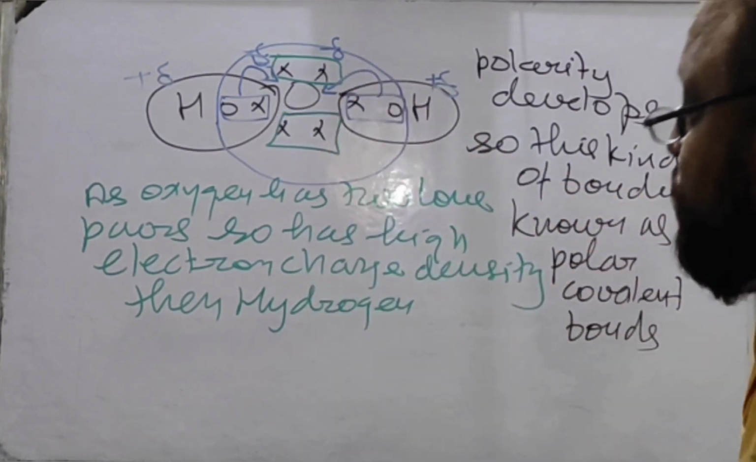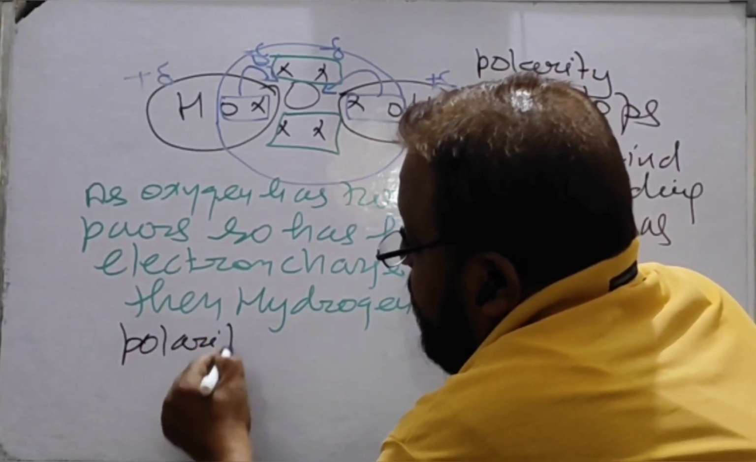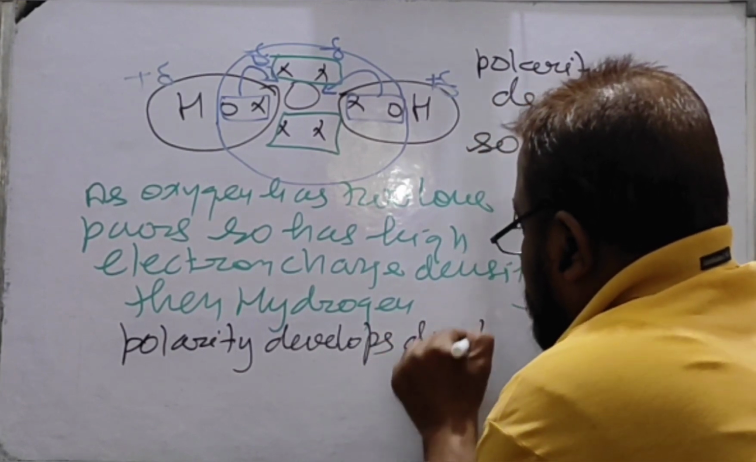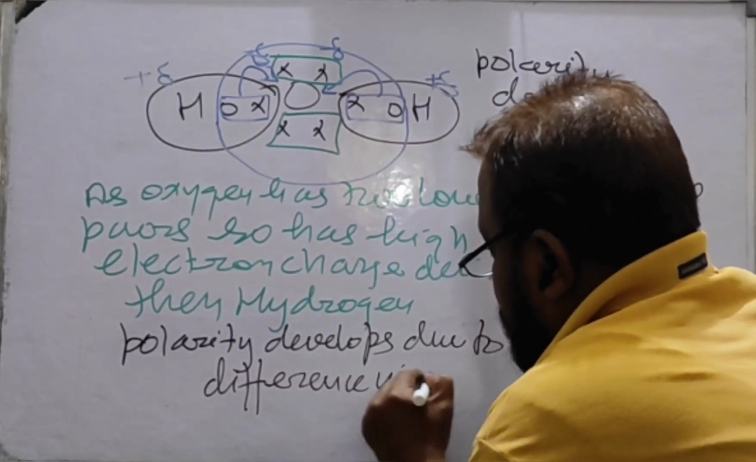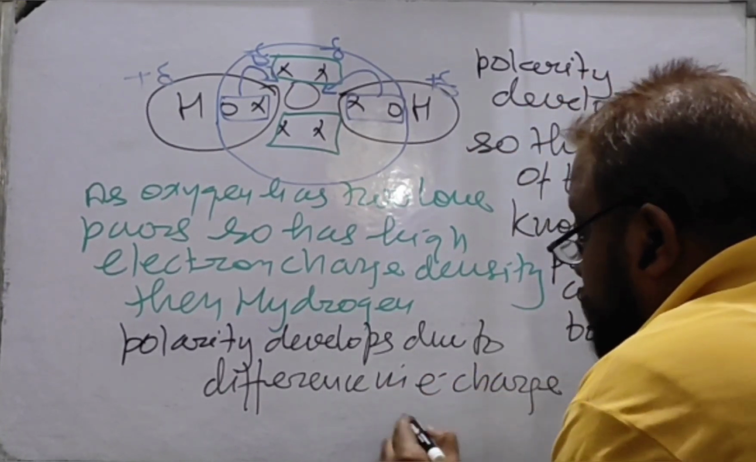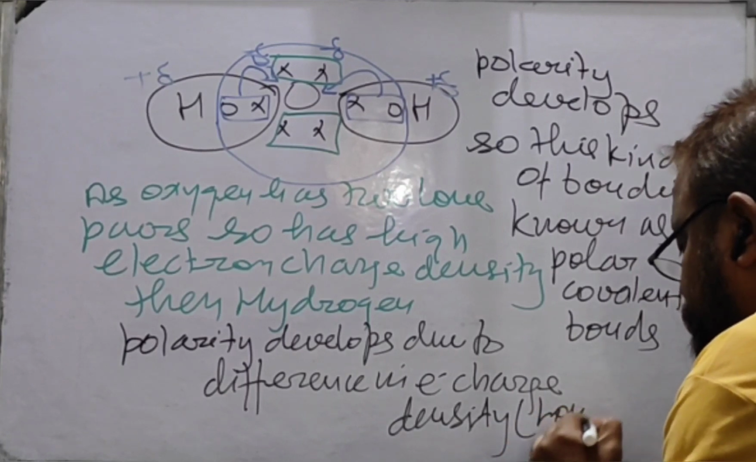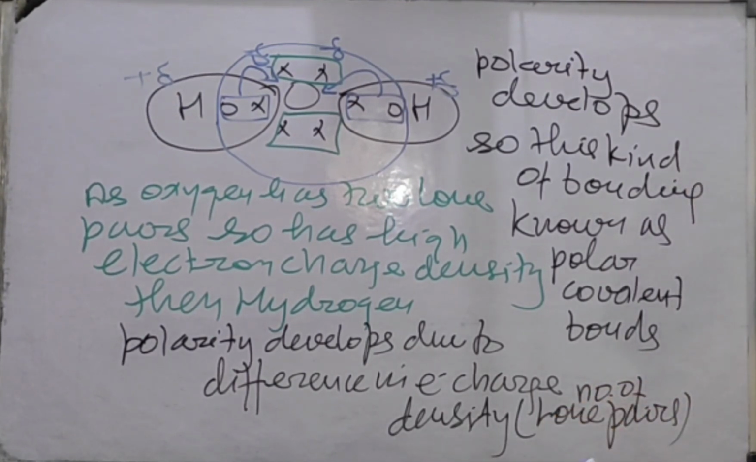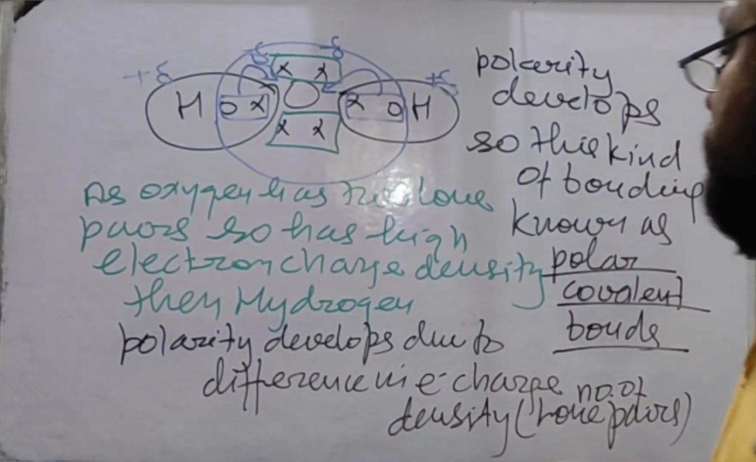Since charges develop, polarity develops due to difference in electron charge density, or number of lone pairs. These are polar covalent bonds.